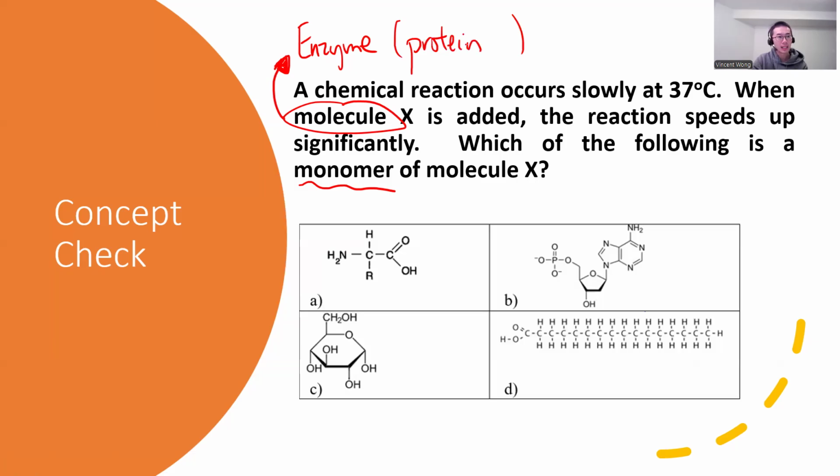We learned this last class, all right? And proteins are made up of amino acids. So which one is the amino acid? Well, we drew the amino acid last time, right? So this is the answer. So there will be some application questions like these where you have to apply your knowledge, you have to think about it. Anyway, that's it.